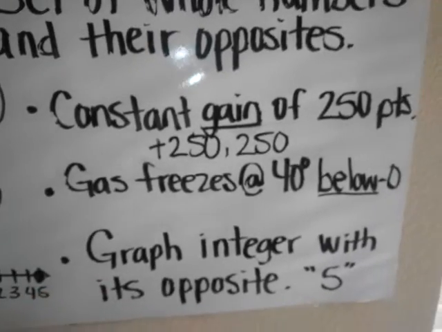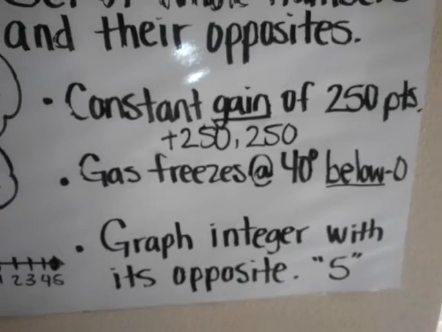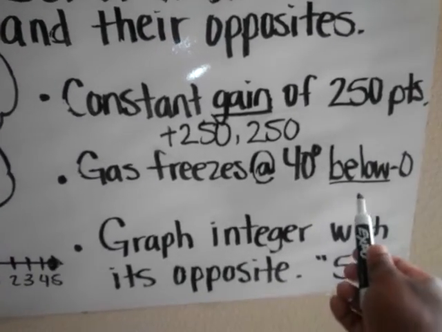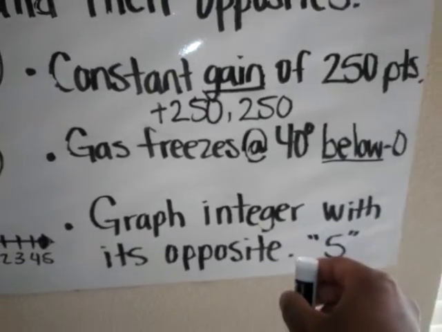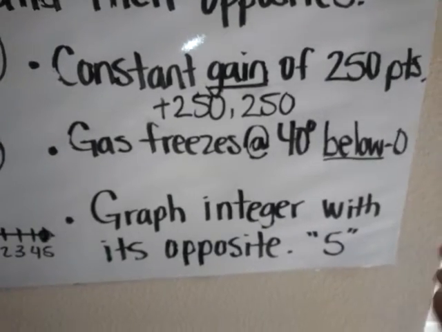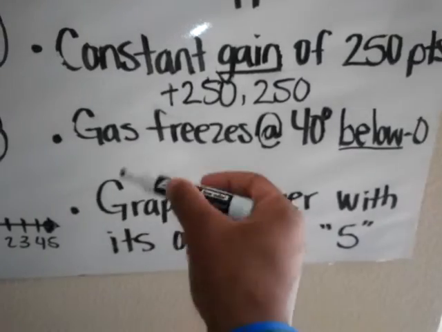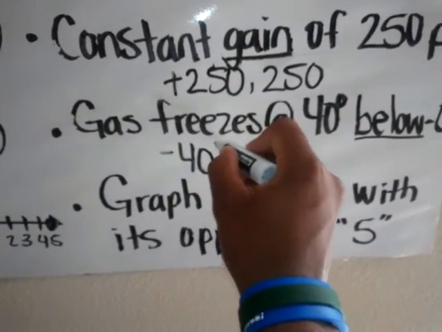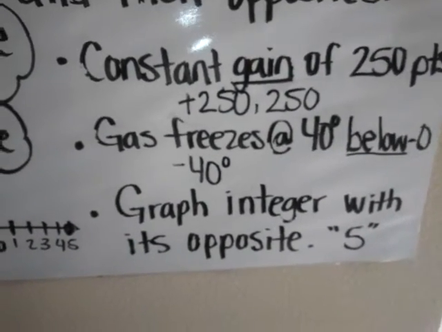Second scenario, gas freezes at 40 degrees below 0. So I gave you, again, the scenario of a thermometer. I underlined below because, again, 40 degrees below 0, we're going to start at our origin of 0. 0, again, is neither negative nor positive. However, we're going to be below it. So if we're underneath the 0, we have a negative 40 degrees. That would satisfy this situation.